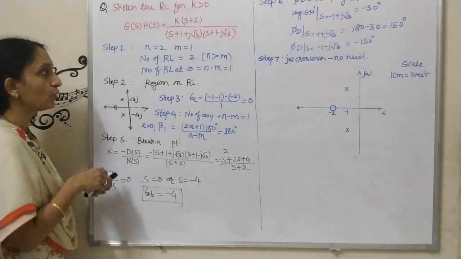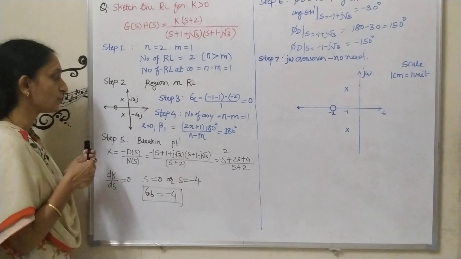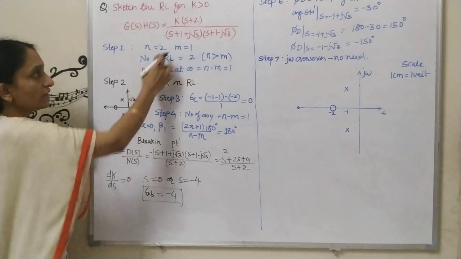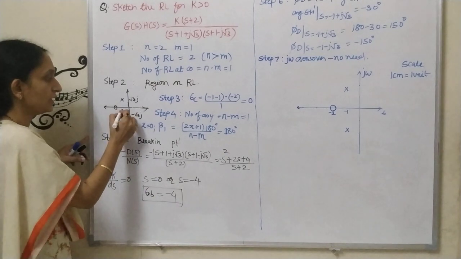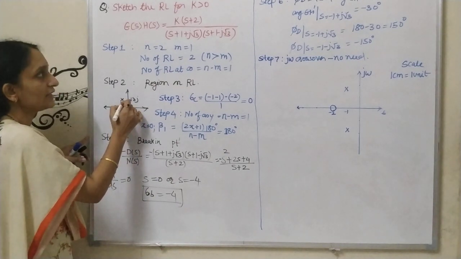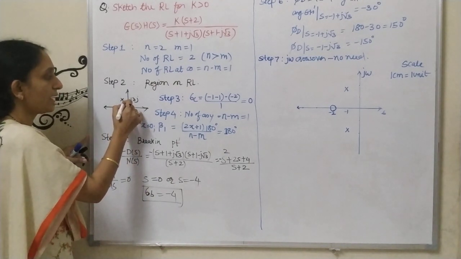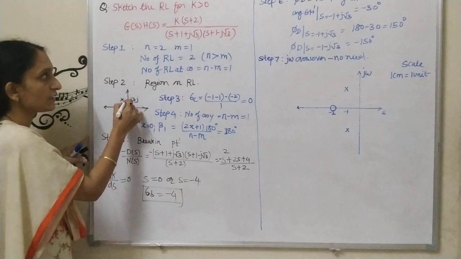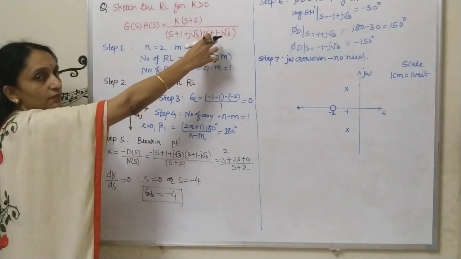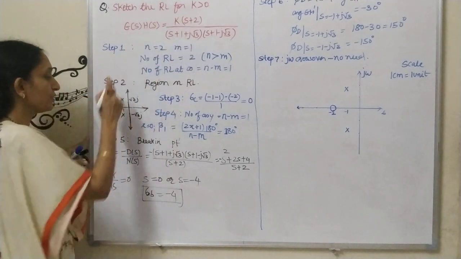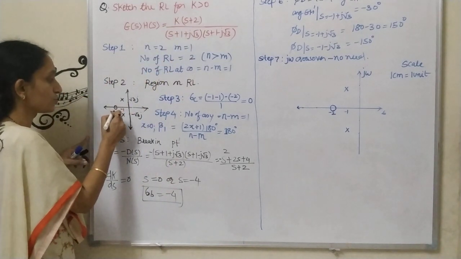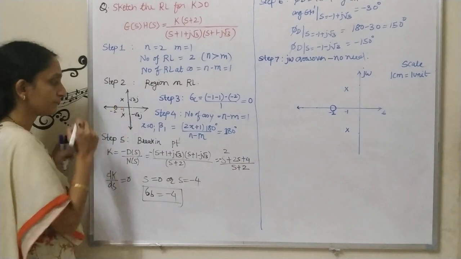Next, region on root locus. I have located the poles and zero in the s domain. You can see here, minus 1 minus j root 3 and minus 1 plus j root 3. So this is plus j root 3 and this is minus j root 3, both at real part minus 1. I have located two poles here and the zero is at s equal to minus 2. Look at this, this is the zero.